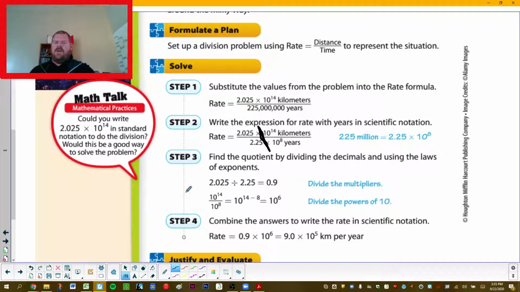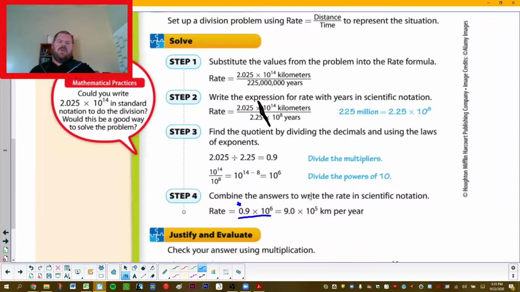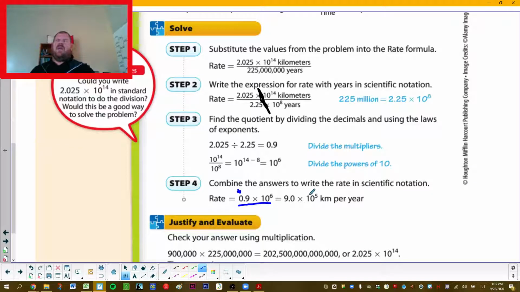Now the issue here is, with my 0.9 times 10 to the 6th, is this in scientific notation? It is not, because the 0.9 is not a number between 1 and 10. So you do have to adjust it. And same thing, there is a trick to do this: you take 1 away from the exponent and you can move the decimal that way. I honestly do not recommend doing that.